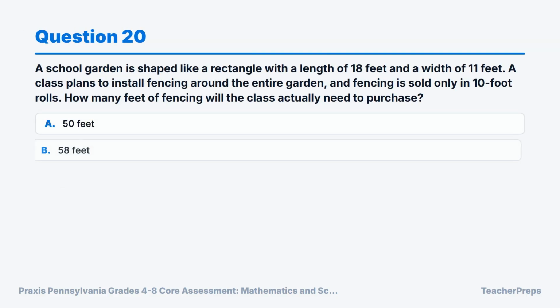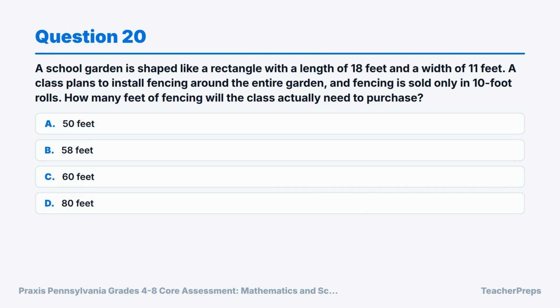Question 20. A school garden is shaped like a rectangle with a length of 18 feet and a width of 11 feet. A class plans to install fencing around the entire garden, and fencing is sold only in 10-foot rolls. How many feet of fencing will the class actually need to purchase? Pause the video and select the best answer.